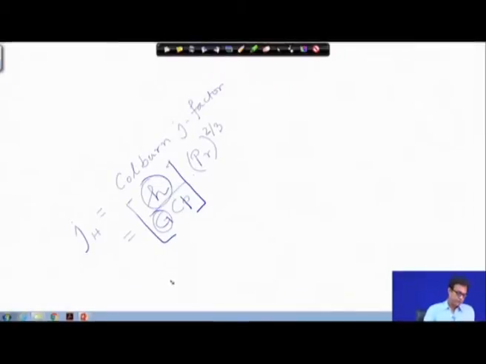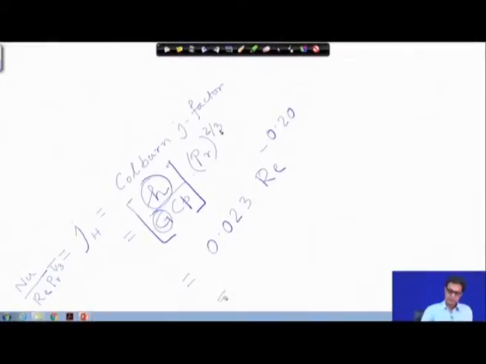This is the Colburn J factor, which we will find as 0.023 into Re to the power minus 0.20. This J can also be written as the Nusselt number divided by Re to the power 1/3. Okay.